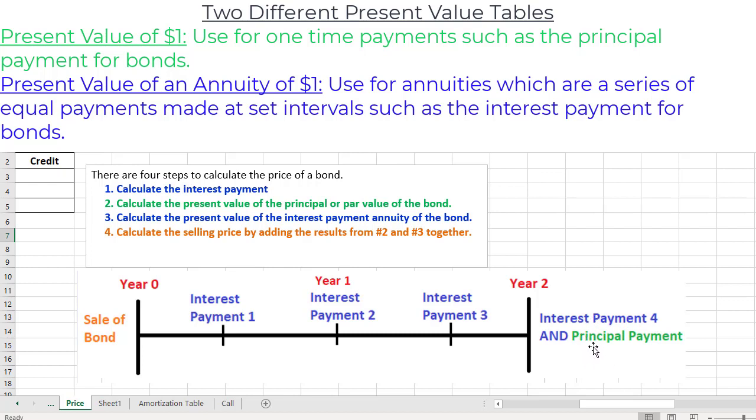Now you'd use the present value of an annuity of $1 if you had a payment that happened multiple times, which in this case is going to be the interest. So that's how you know when to use each of those 2 tables. For the principal, you're going to use the present value of $1. For the interest, you're going to use the present value of an annuity of $1.